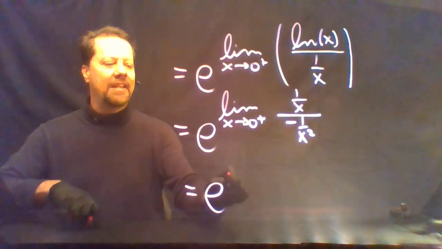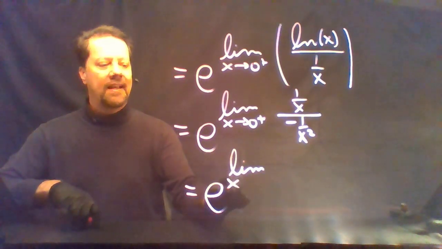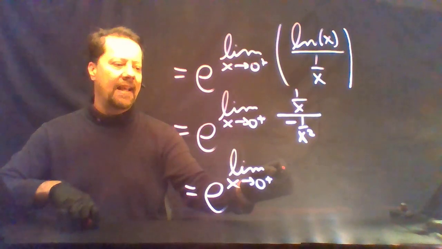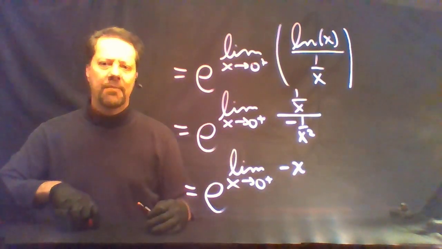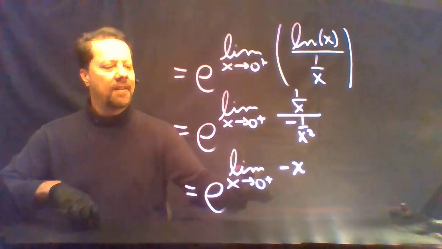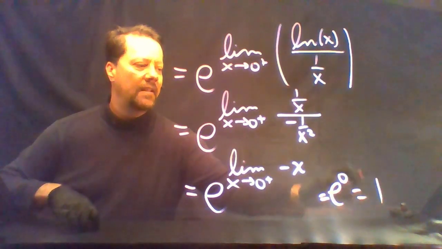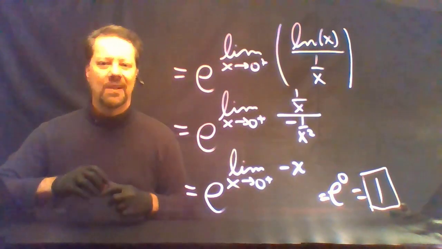Rewriting this, we have e to the limit as x goes to 0 from the right. We'll invert and multiply and cancel. We'll end up with just minus x. As x goes to 0, we end up with e to the 0, and the limit is 1.